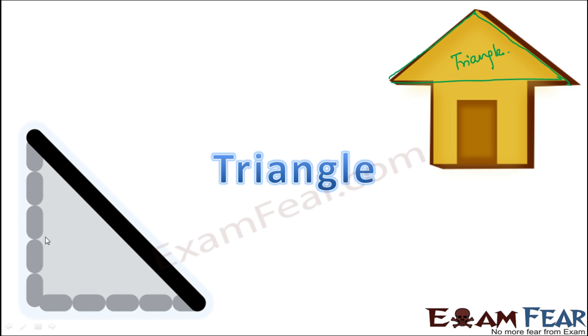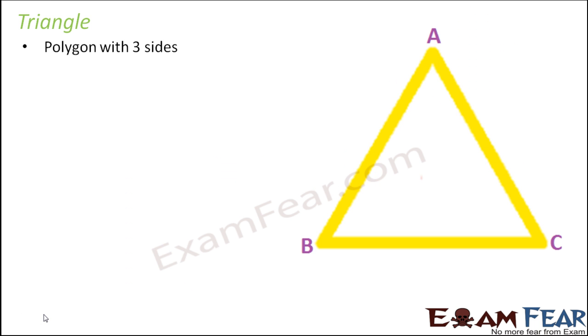So this is the wall, this is the ladder, and this is the distance between the wall and the ladder, that is the floor basically. So these three things together make a triangle. So a triangle is a polygon with three sides.